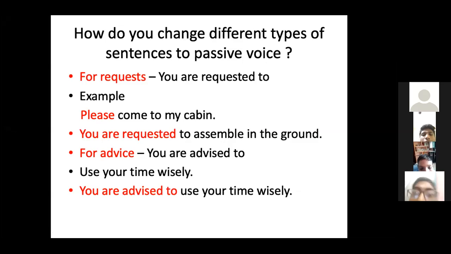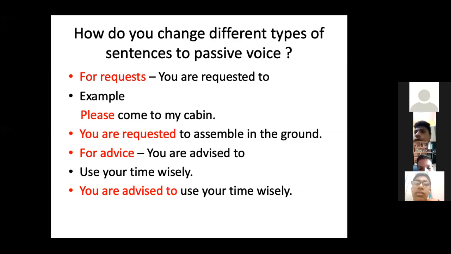Next, if it is for advice, you have to use it as "you are advised to." Here the person says, use your time wisely. When somebody advises you to use your time wisely, when you are writing it in the passive form, you have to write it as: you are advised to use your time wisely. The same way, order and command, everything you can write as it is given in the sentences.